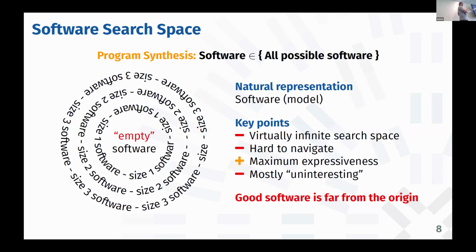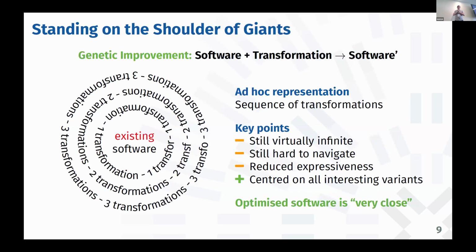It's definitely not 2D, but I think you can get the idea. If you start from nothing, then you get just one element and two elements. And if you want software which works efficiently, it will be very far from the origin and very hard to find in that space, which is why we don't consider that space. We consider the space of genetic improvement, where we do not start from nothing, from scratch, from program synthesis. We start from something that already exists.